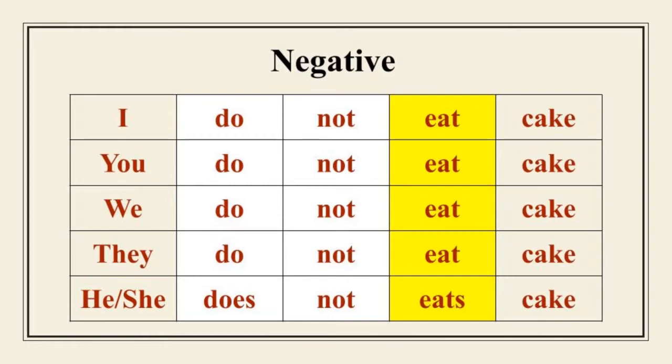I do not eat cake. You do not eat cake. We do not eat cake. They do not eat cake. He or she does not eat cake.